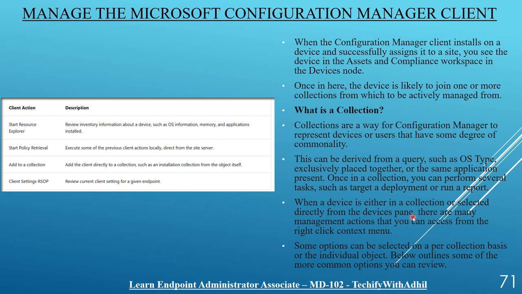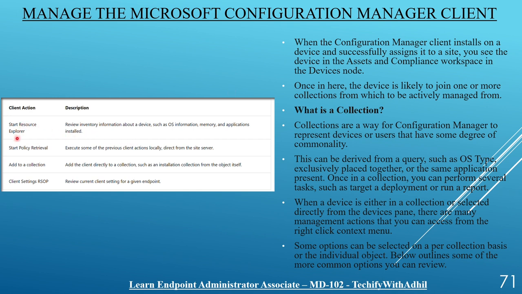When a device is either in a collection or selected directly from the Devices pane, there are many management actions that you can access from the right-click context menu. Some options can be selected on a per-collection basis or for an individual object. Below are some of the most common options, which are on the left side in the slide.